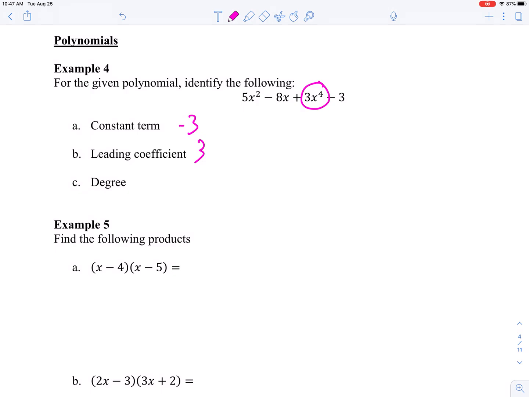The degree is the biggest exponent, right? So it doesn't matter if it's first or last or in the middle. Degree is the highest exponent.